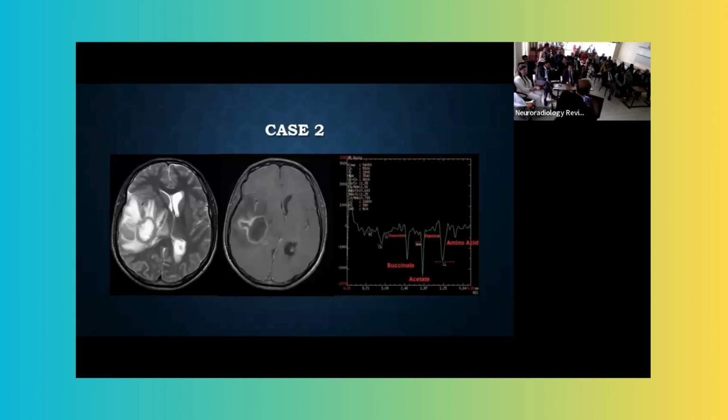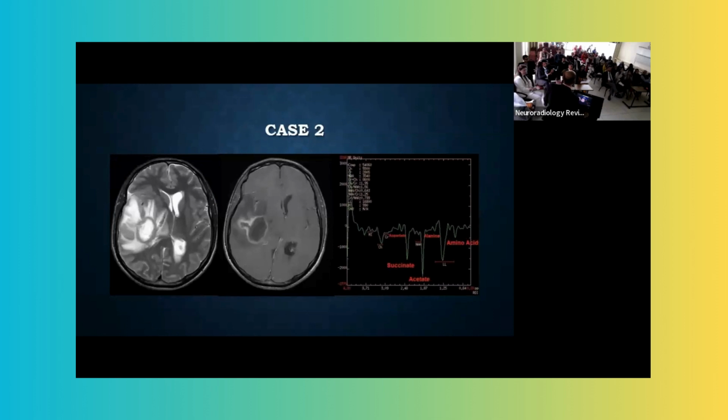So for me, the learning point was that I was thinking lipid lactate peaks. So you can see a lipid lactate peak at 1.25 around that, right? But on top of that, the other more specific ones are the amino acids and also acetate and succinate. And you also see complete dropout of the NAA, and choline and creatine are also reduced. So this is classical spectroscopy of cerebral abscess. You need to remember that.